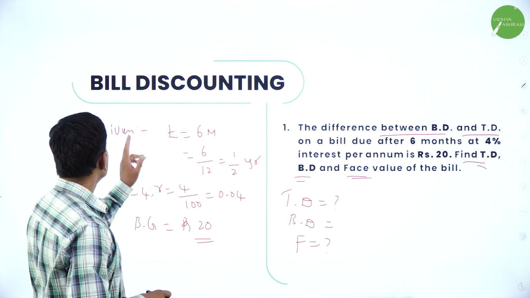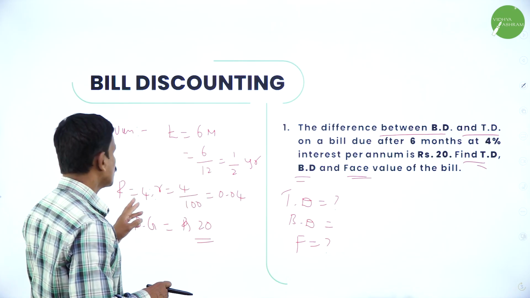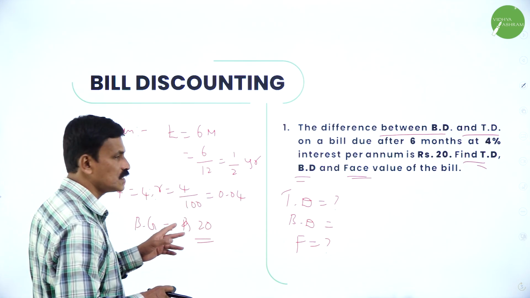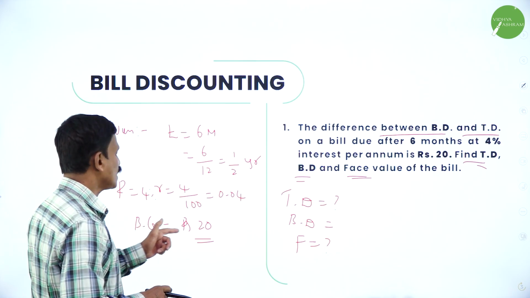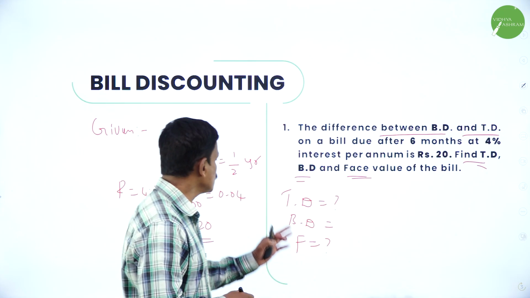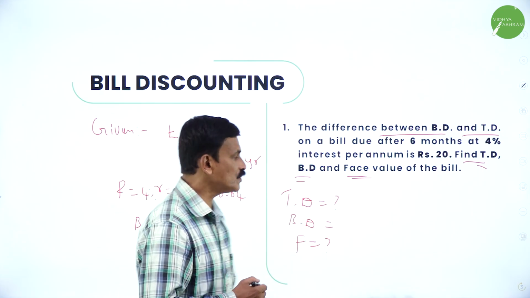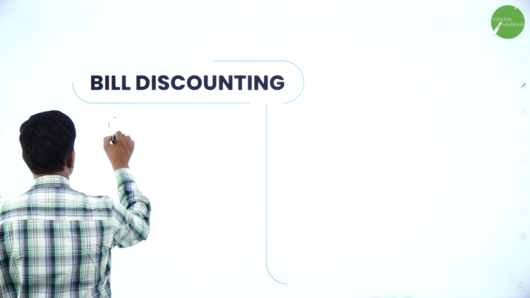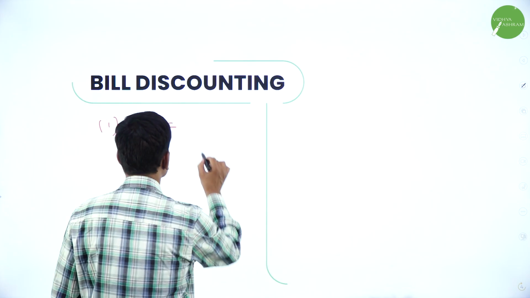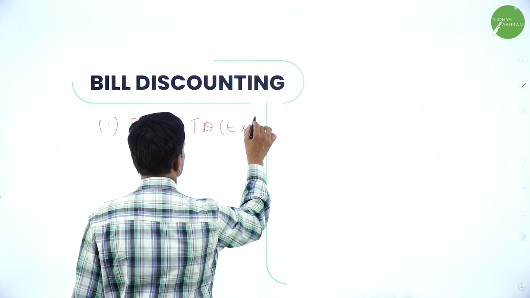See, listen. Time is 6 months, which is nothing but 6 by 12, that's equal to 1 by 2 years. So the rate of interest R is equal to 4 by 100, that is 0.04, and the banker's gain is given to be rupees 20. Now what is required to find is TD, BD and the face value F, right? Now first find out using the banker's gain. So first we know banker's gain BG is equal to TD into T into R, right?